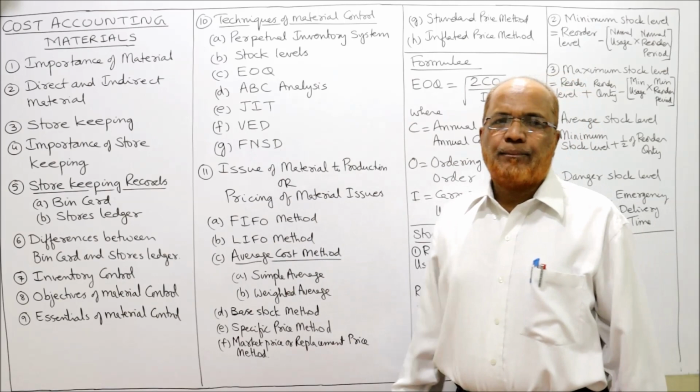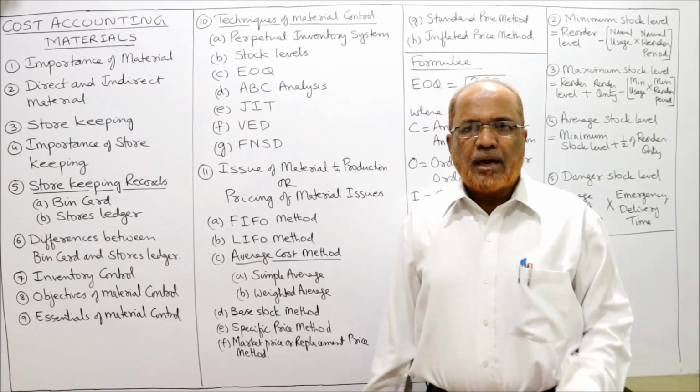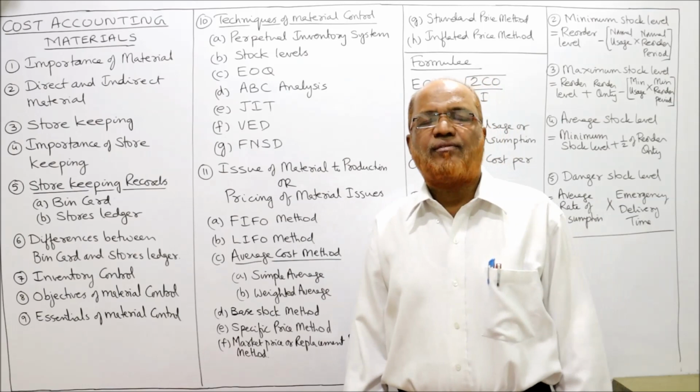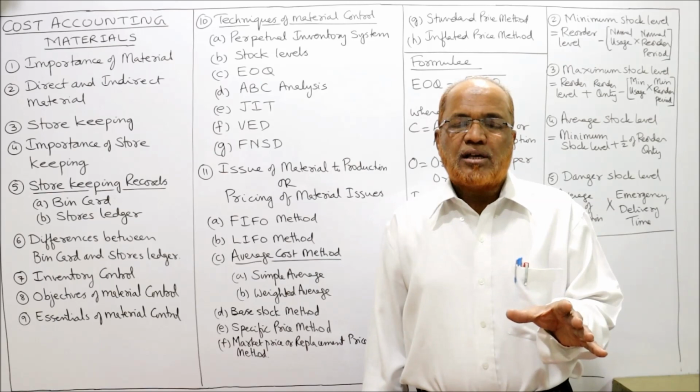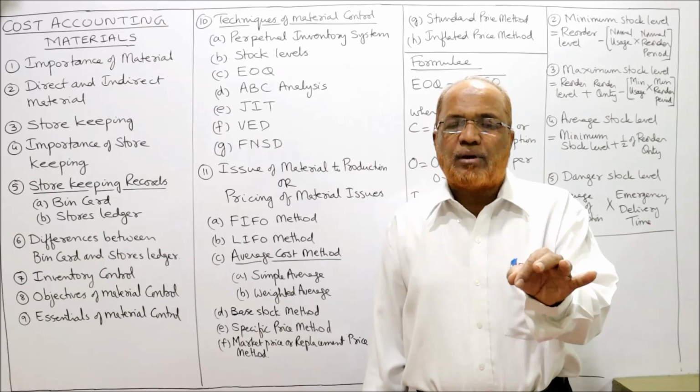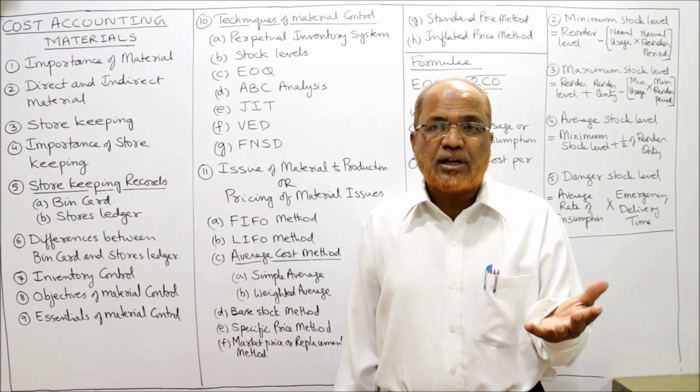VED, vital, essential and desirable. Just like ABC, ABC classifies the inventory according to value, whereas VED will classify the inventory according to its criticality. Suppose if the material is very, very critical, if there is shortage of the material, completely it will break down, it will close down the production. So critical material will be called vital material.